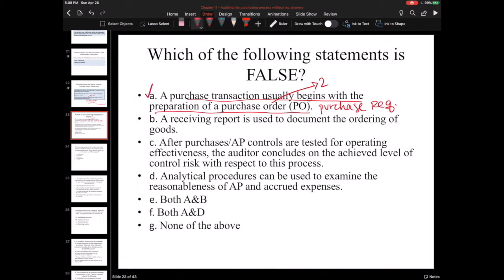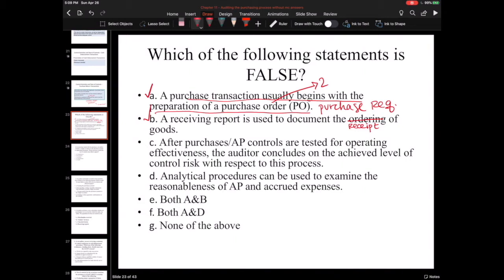All right, B, a receiving report is used to document the ordering of goods. Okay, and you know this is false too, because we know the receiving report should document receipt of goods. So B also looking like a good contender for answer.